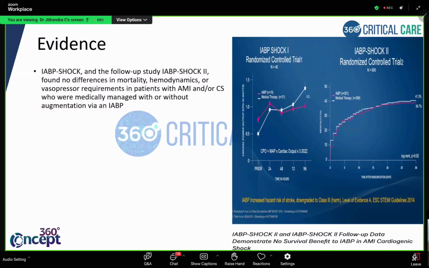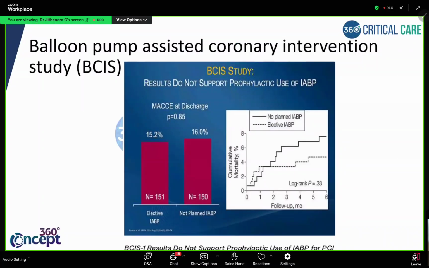But after the IABP Shock 2 trial, you can see that the Kaplan-Meier curve is showing no gap between the groups. That means there's no mortality benefit, and there was actually an increased incidence of some adverse events as well. That is when they downgraded it from a class 1A recommendation to a class 3 recommendation. Class 3 means the risk is more than the benefit. That is the current recommendation. Another study, the balloon pump assisted coronary intervention study, called BCIS.